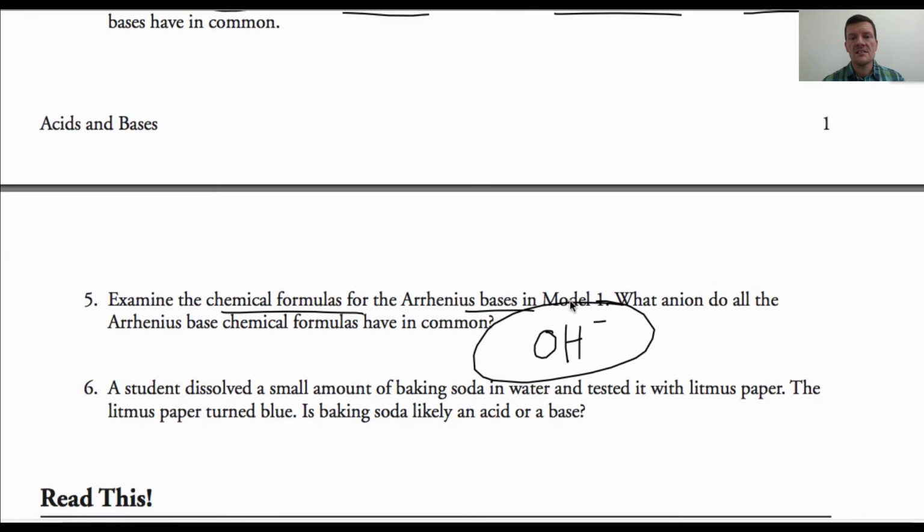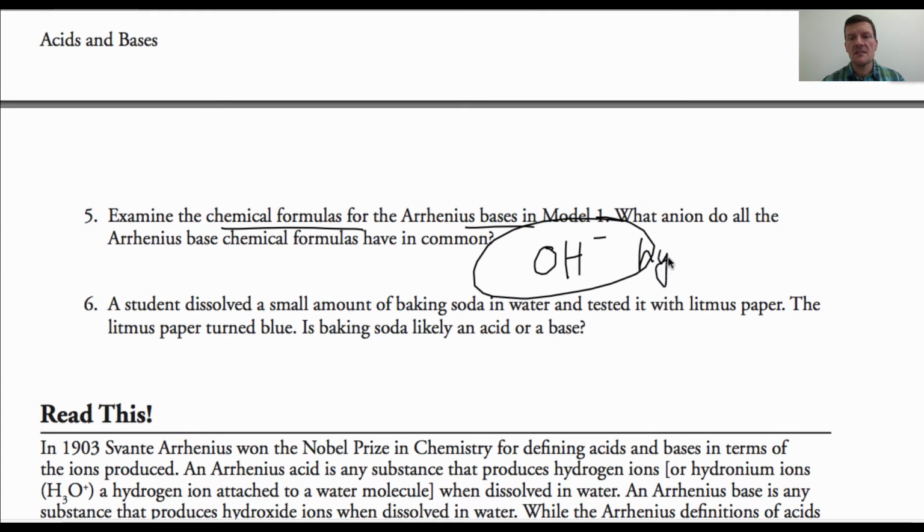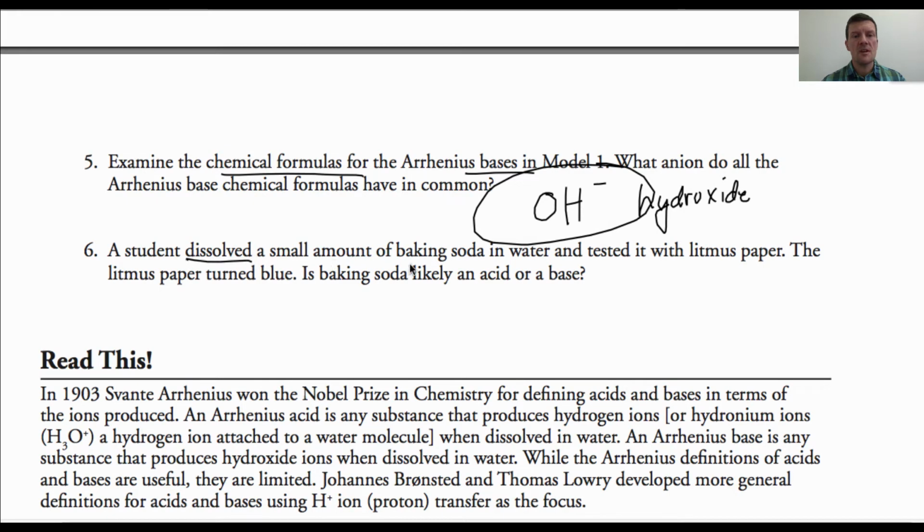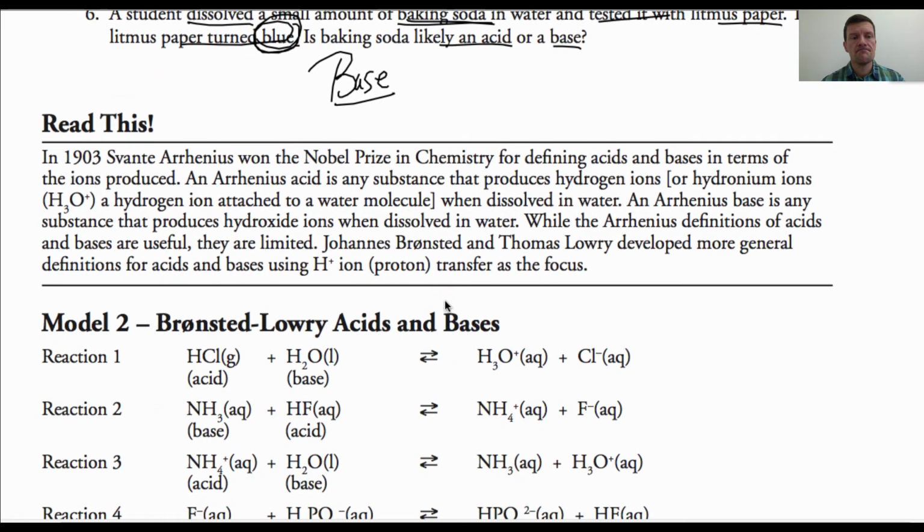Proton for the acids, hydroxide for the bases. So if you dissolve a small amount of baking soda in water and tested it with litmus paper, and the litmus paper turned blue, is it likely an acid or a base? So if it turns the litmus paper blue, that is a good test that that baking soda is a base.